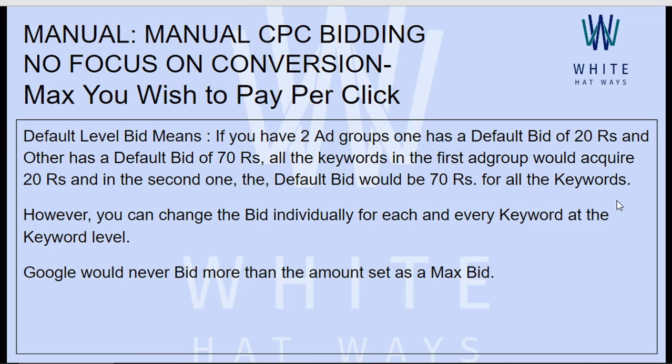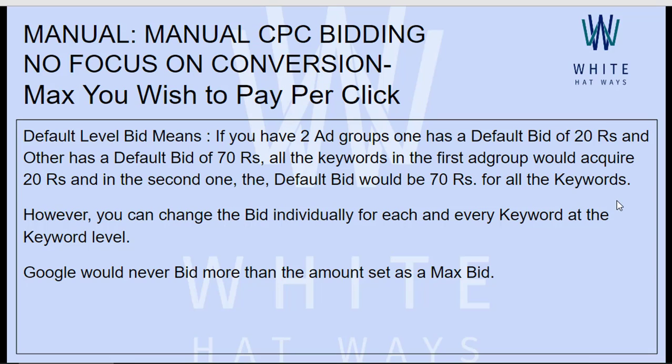However, as I told you, you can change the default bids for all these particular keywords. You can change their maximum cost per click for individual keywords, seeing their performance. In case one of these keywords is performing well, you might change its bid to a higher number so that it performs even better and brings you even more conversions. For non-performing keywords which are not resulting in conversions, you might lower their bids. Now it says, however, you can change the bid individually for each and every keyword at the keyword level.